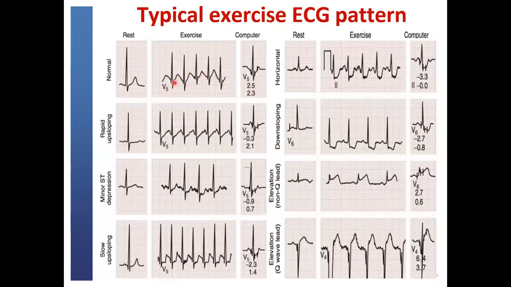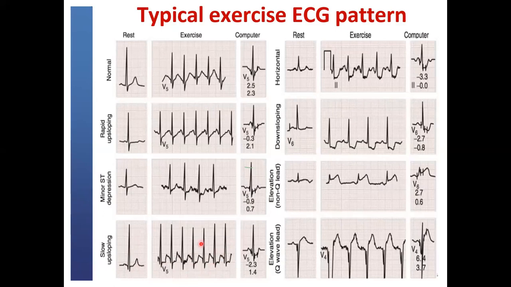So this is an upsloping. This is a normal response that you see in exercise. Rapid upsloping, like we discussed earlier, is normal and also non-diagnostic. And you can also find minor ST segment depression. This is non-diagnostic because the depression here is just about 0.9, but what we are looking for is about 0.1. Then there can also be slow upsloping. Very important to pay attention to this particular variant, because it might look as if it's a horizontal ST segment depression, but it is not.